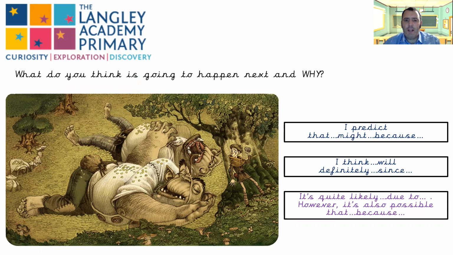I predict that something might something because something. I think something will definitely something since something. It's quite likely something due to something. However, it's also possible that something else because something else. Pause the video here and have a go at answering your questions.